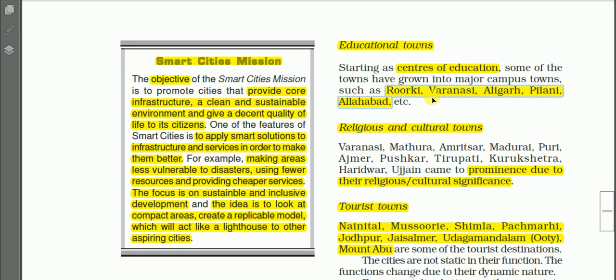colleges. For example, in Varanasi there is Banaras Hindu University. In Aligarh also, Aligarh Muslim University is there, very famous.